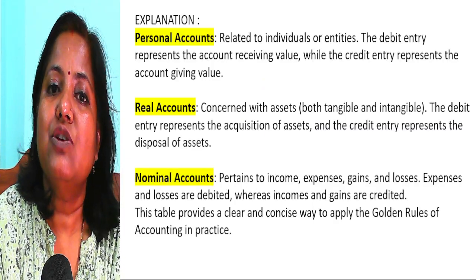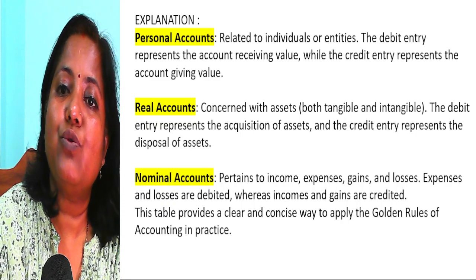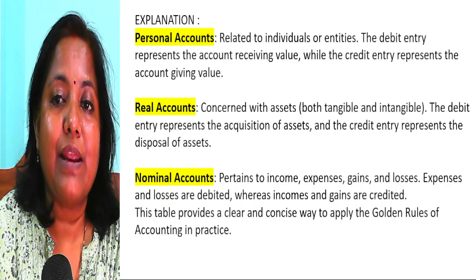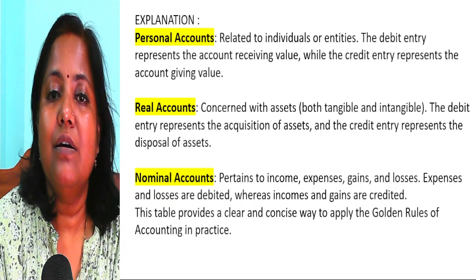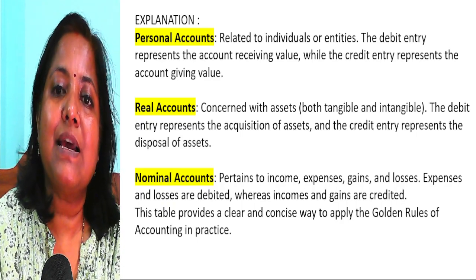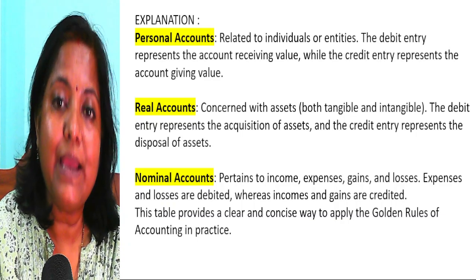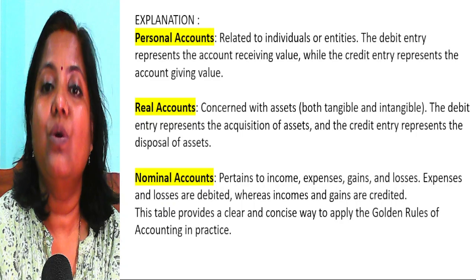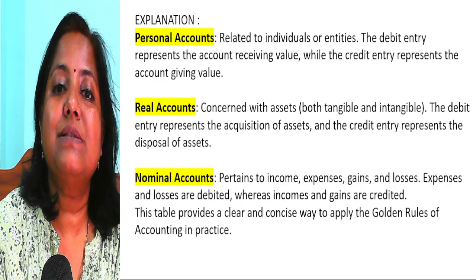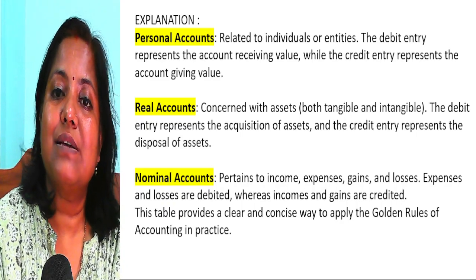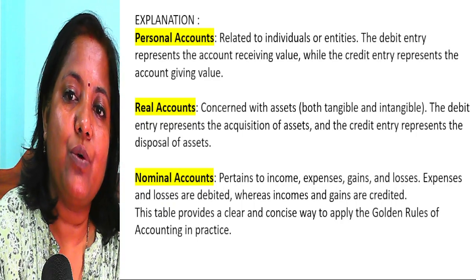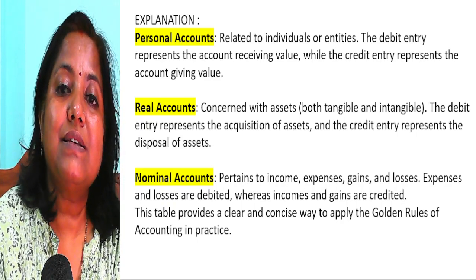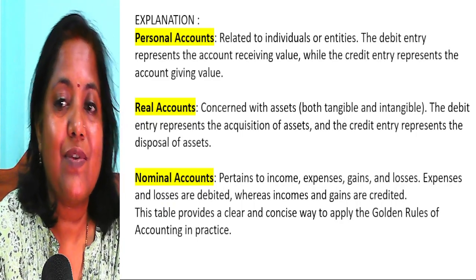We have three accounts. Personal accounts mainly deal with individuals or entities. If you are dealing with any individual or entity, it is a personal account. The debit entry represents the account receiving value, while the credit entry represents the account giving value. So whatever is credited means giving value, and whatever is debited means receiving value. Receiving is always debited.